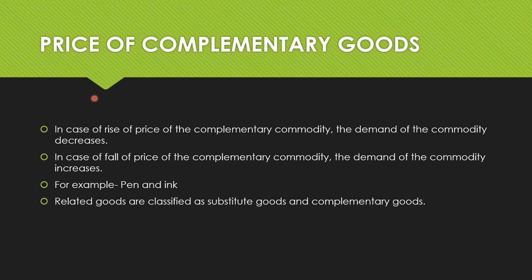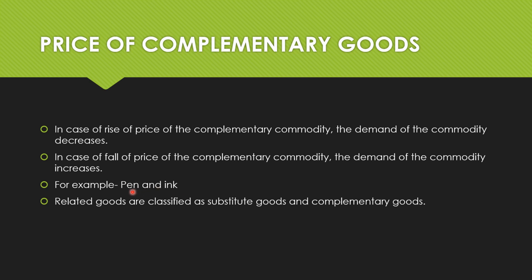The next determinant of demand is the price of complementary goods. An example of complementary goods is pen and ink. If pen is the main commodity, what is complementary to pen? Ink, because ink is used in pen. Ink is made because the pen exists; if there's no pen, why would ink ever be produced? So these two are connected, these two are complementary. Without ink there is no existence of pen, and without pen there is no existence of ink.